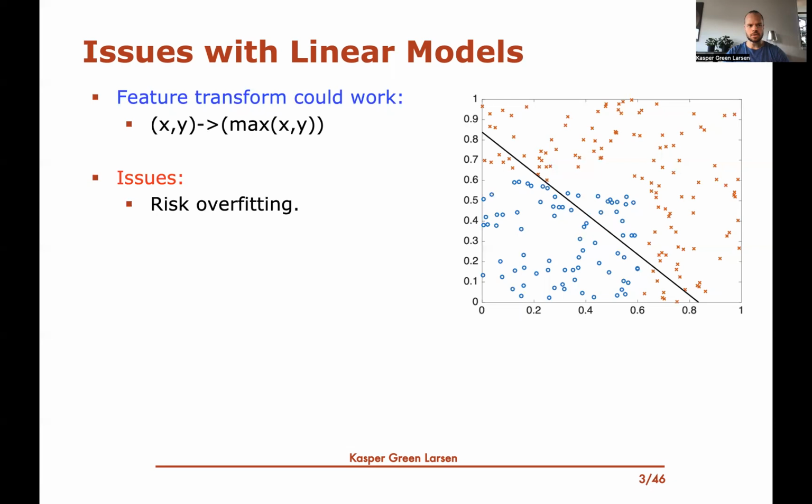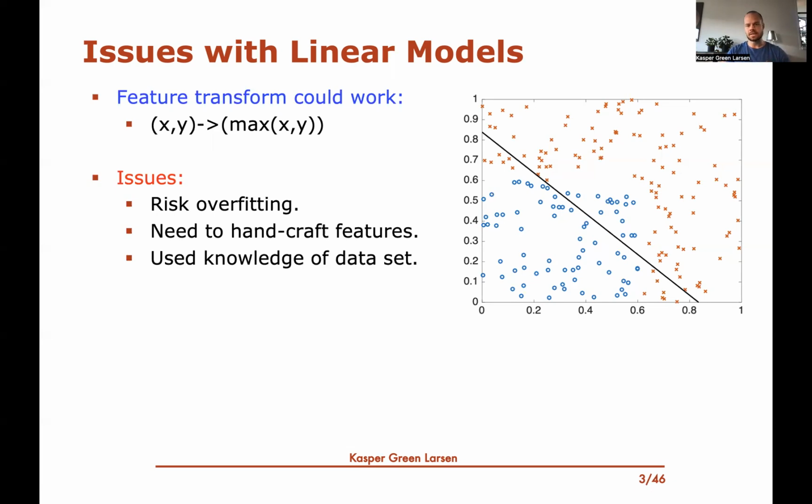But some issues that we talked about before is that as soon as I start doing feature transforms, in particular if I introduce a lot of new features to make sure that I have the features that are useful for the data, I might risk overfitting. And the second issue is that you need to handcraft features. In this particular case, I looked at the data and used knowledge of the data set in order to design these features. So of course, there are some issues. Some of them can be dealt with, but we'll see another approach here, another way to deal with this issue.